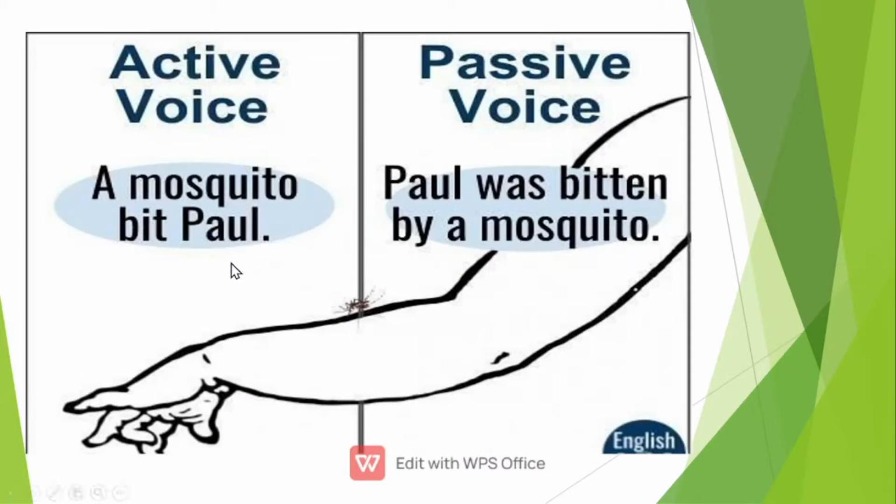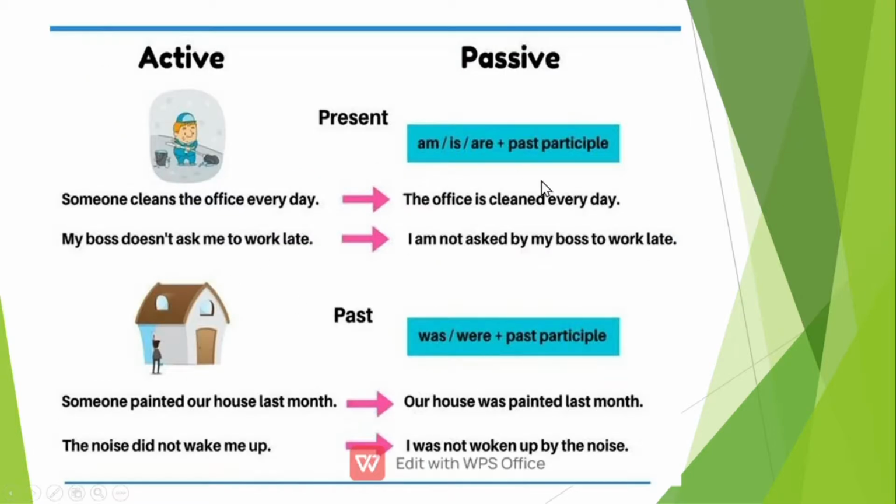A mosquito bit Paul. Bit is the past tense. So it will be changed to bitten, which is the third form. Paul is singular, so was will be used. Paul was bitten by a mosquito. Just simply interchange your position of subject and object. Again some examples. Someone cleans the office every day. The office is cleaned every day by someone.